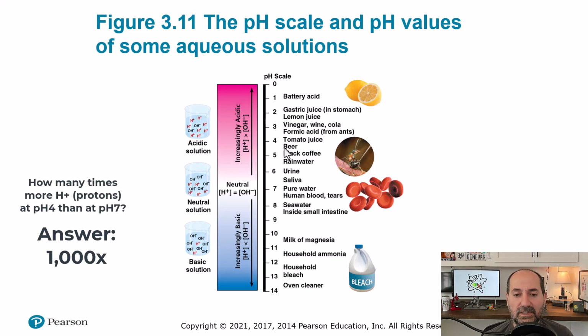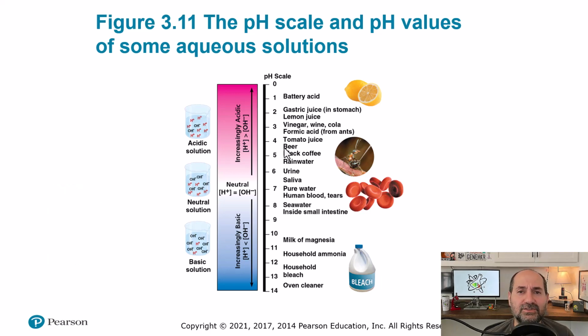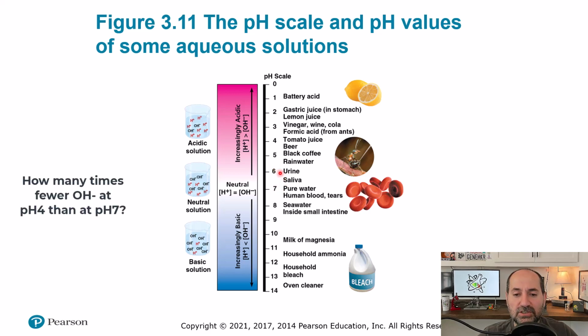Than at pH 7. Now, what if I asked you this? What about the hydroxide ion concentration at pH 4 as compared to pH 7? So again, remember when you go from pH 7 to pH 6, so you're going more acidic, the proton concentration jumps by 10, but what was the hydroxide ion concentration doing? As you go from pH 7 to pH 6, what is the OH minus concentration doing?